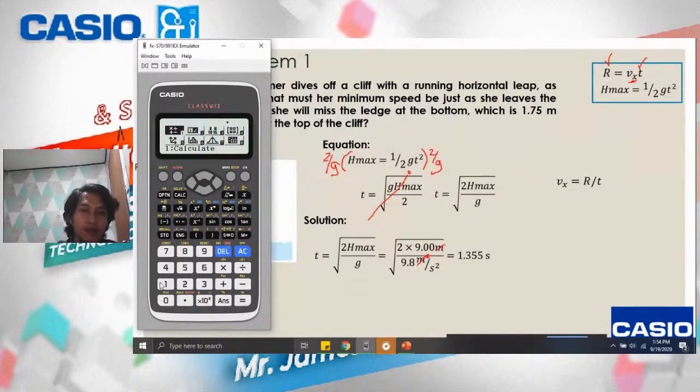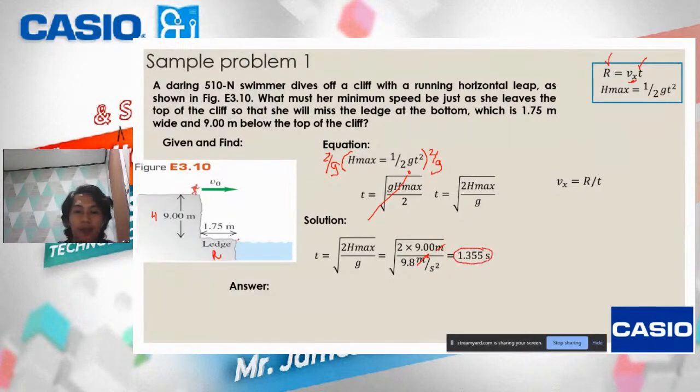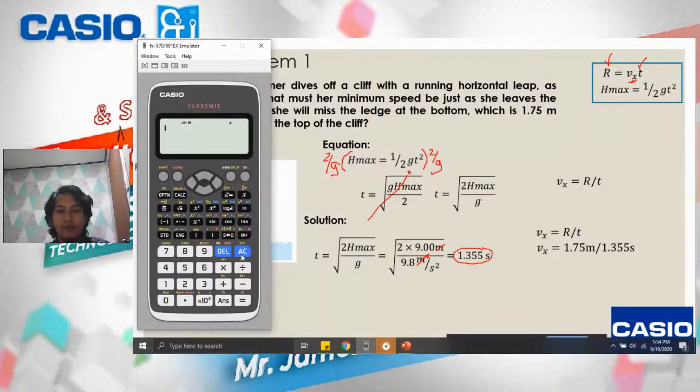So, equal sign, natin press yung 1. Or pwede natin equal sign. Okay? So, we use this one. Check na lang muna natin, ha? So, we use square root and then fraction. So, 2 times 9 over 9.8. Okay? Equals 1.355 seconds. So, this is our value ng time. Okay? So, since meron tayong time, we substitute this one and use our calculator. So, 1.75.